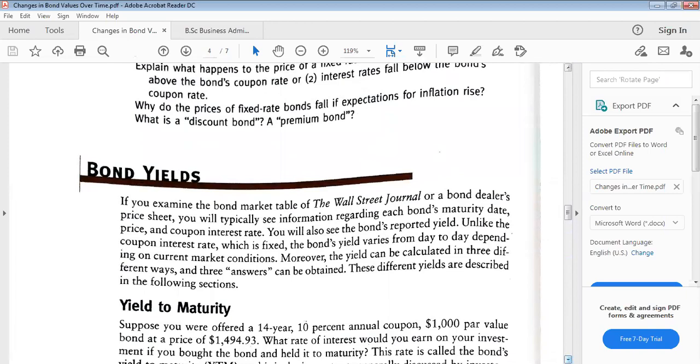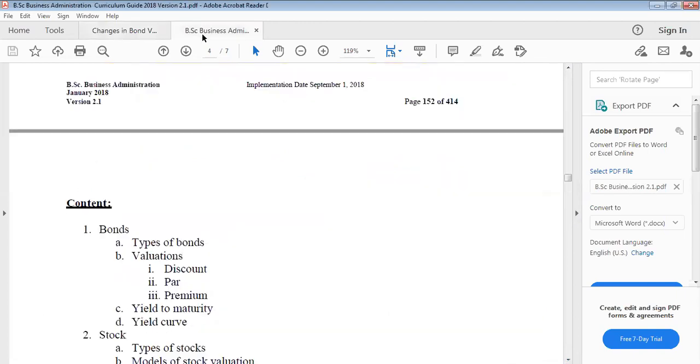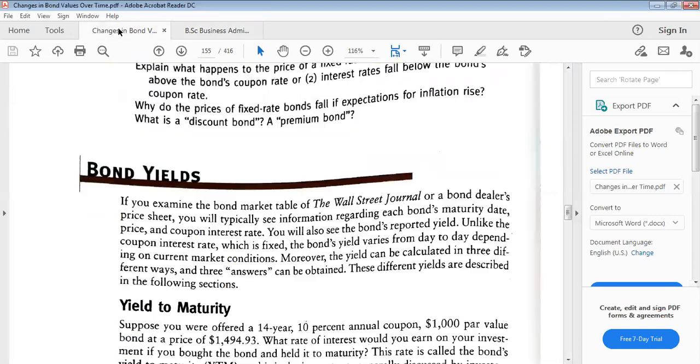All right, now we'll look at the section on bond yields. So we look at discount, par, premium. We look at the yield to maturity now, and the yield curve as well. So let's look at bond yields.